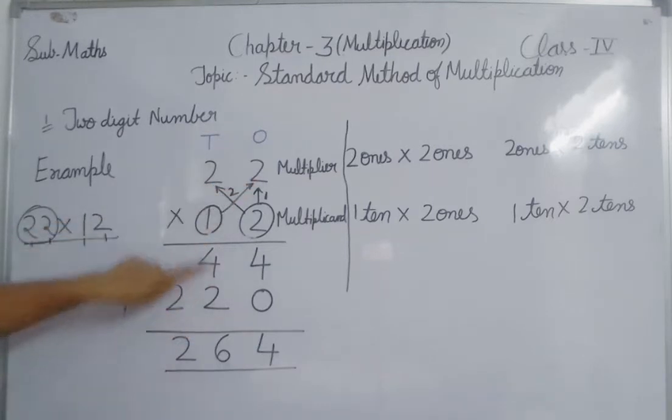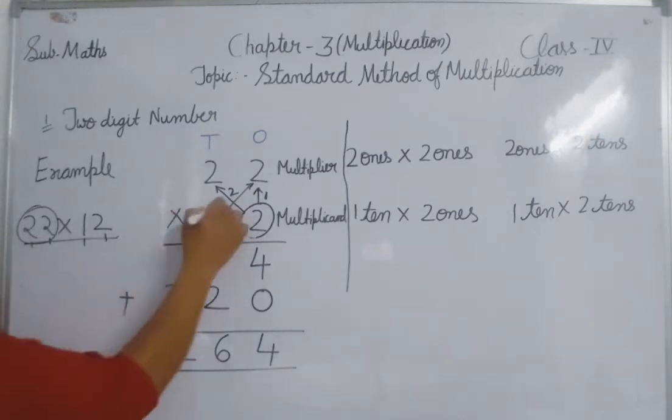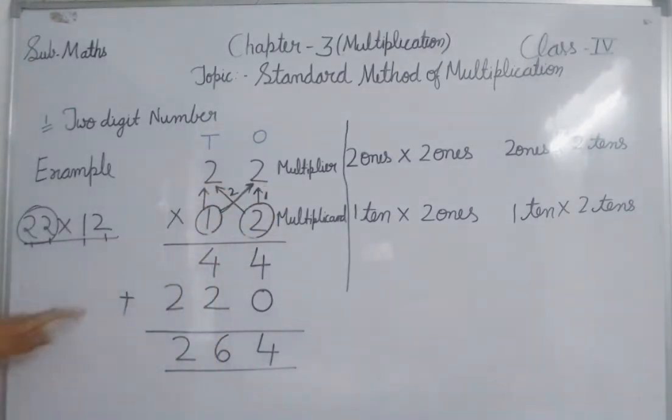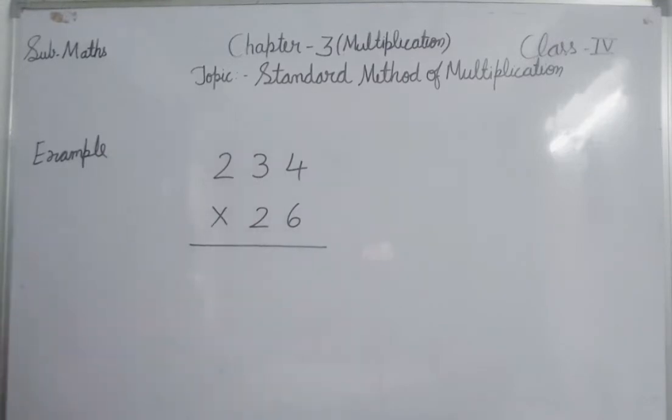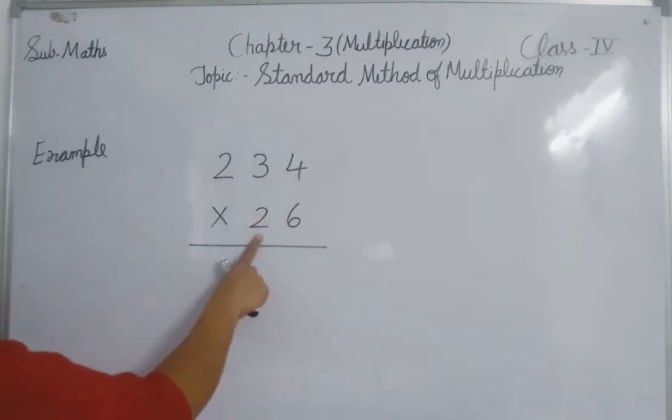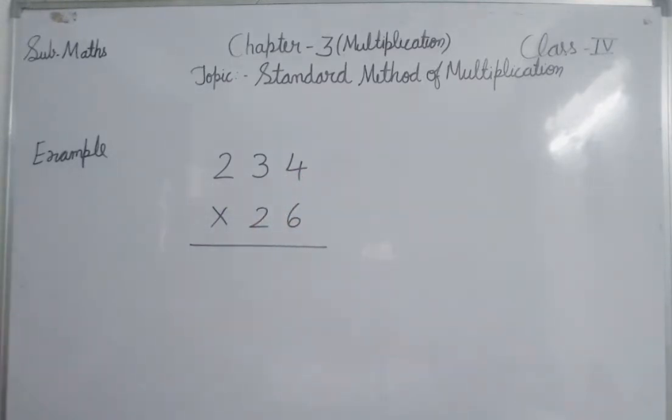1 two is 2 and 1 two is 2. First we'll multiply here the same way, then second we will multiply from here, and at the end we will add them. So let's see the next example with a 3-digit number. Here we have to multiply 234 with 226.